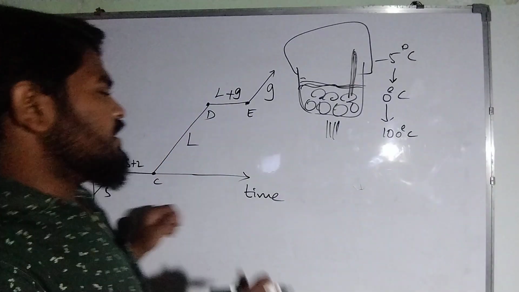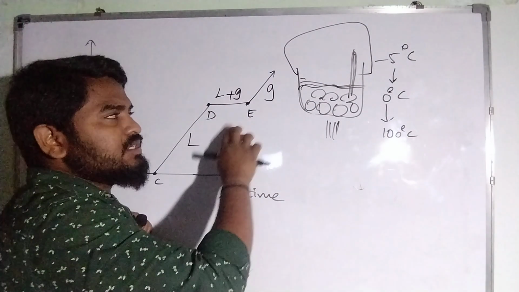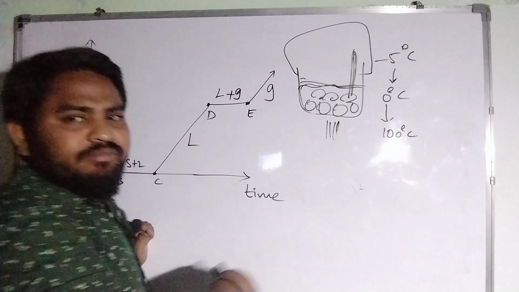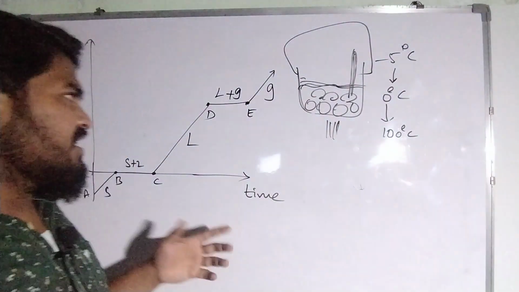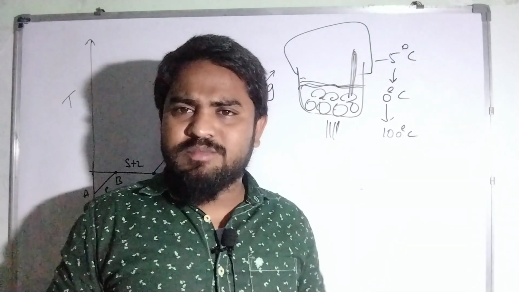So here in liquefaction, you can find that at constant temperature the gases will convert into liquid state, right? So these are the main things to solve. And we have done the graph, right? Let's explain a few more terms also.